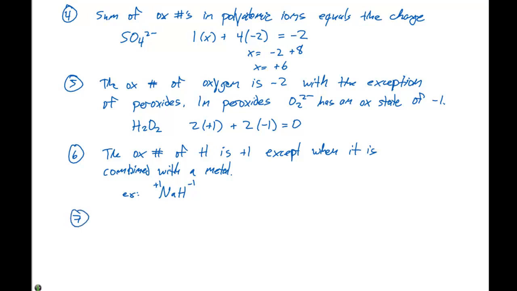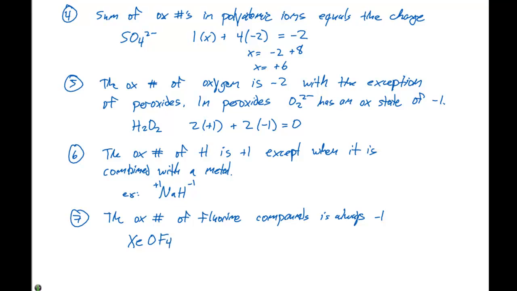The last rule that we're going to use is that the oxidation number of fluorine in compounds is always -1. So an example of this complex would be XeOF4.